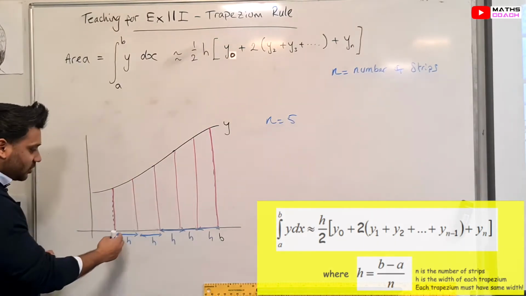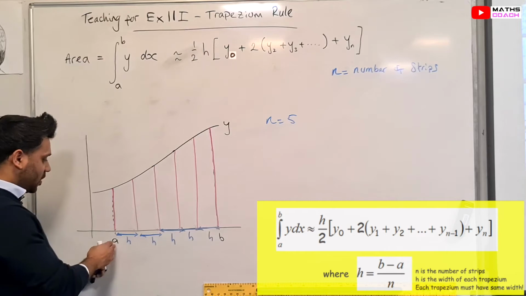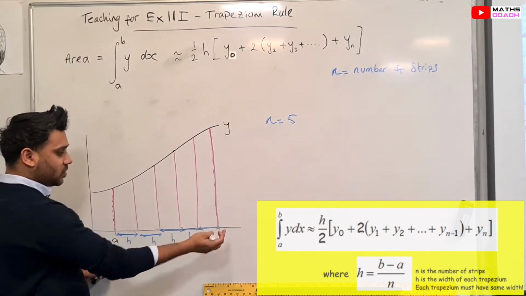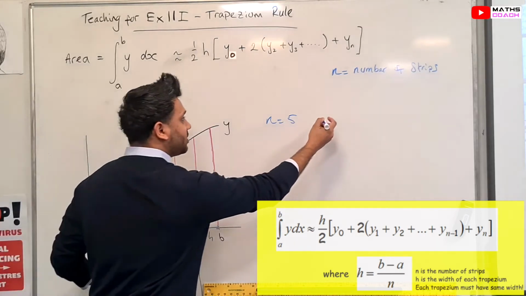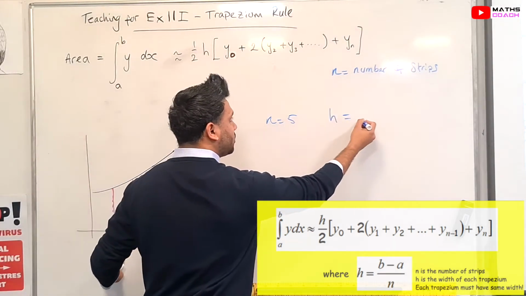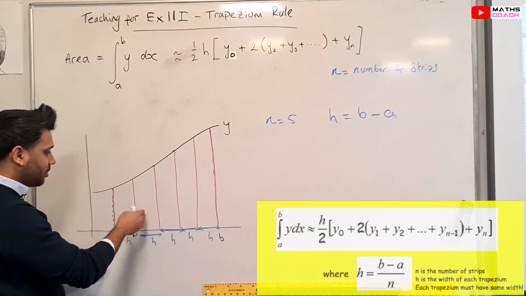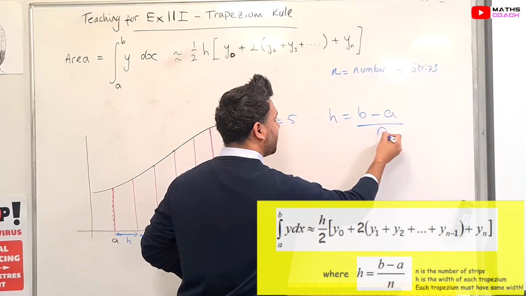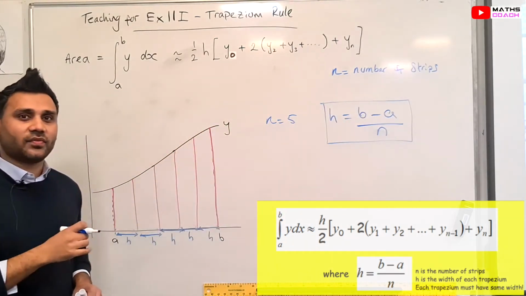Now to work out the actual value of h, we can just use a basic formula. You can see that we're going from x equals a to x equals b. So to work out h, all we have to do is work out the difference between b and a. So h equals b minus a, and then we're splitting this into n strips, where n equals 5, in other words, divide this by n. We can use this formula to work out the height of each of those strips.